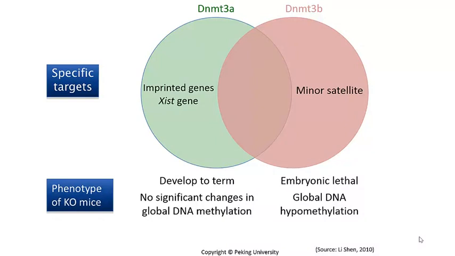For example, in DNMT3B knockout mice, DNA methylation level is decreased across the whole genome. However, we can observe a similar phenomenon in DNMT3A knockout mice. So, what are the sequence changes leading to such functional differences?